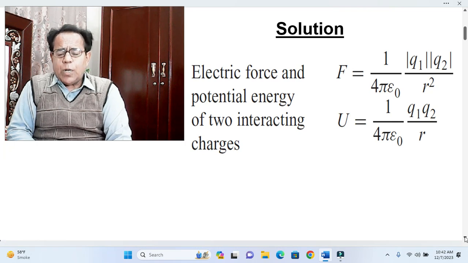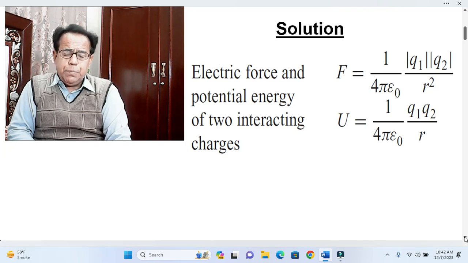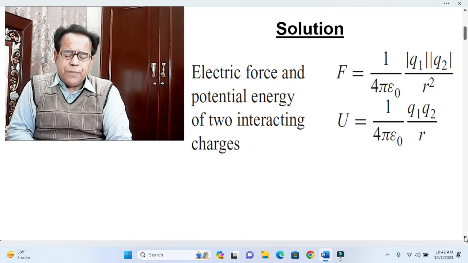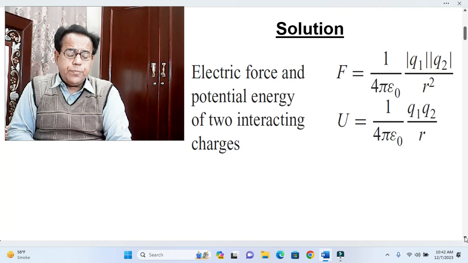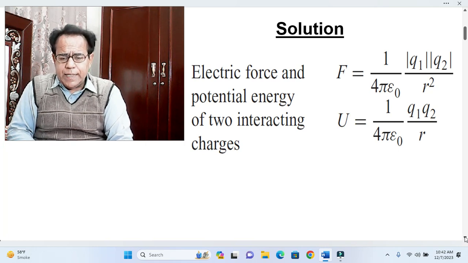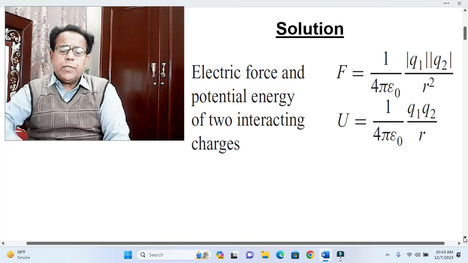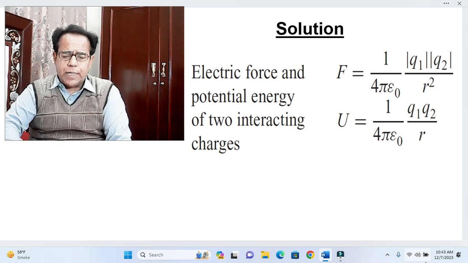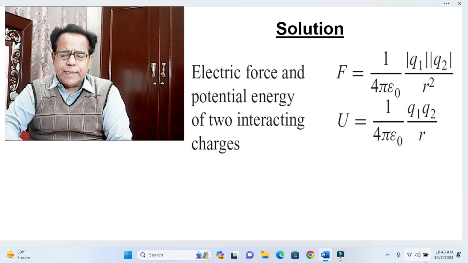Now we come to its solution, but before starting the solution in a proper manner, we first go through a few snapshots which will enable us to understand the foundation of the solution. The first snapshot is about electric force and potential energy of two interacting charges.